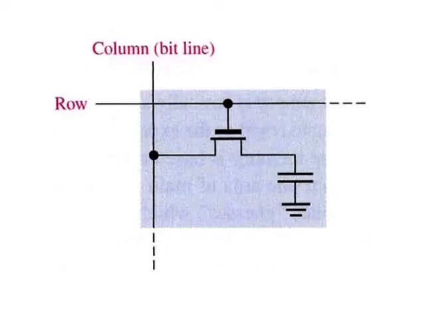Figure shows a typical DRAM cell consisting of a single MOS transistor and a capacitor. In this type of cell, the transistor acts as a switch. The basic simplified operation is explained through these figures.